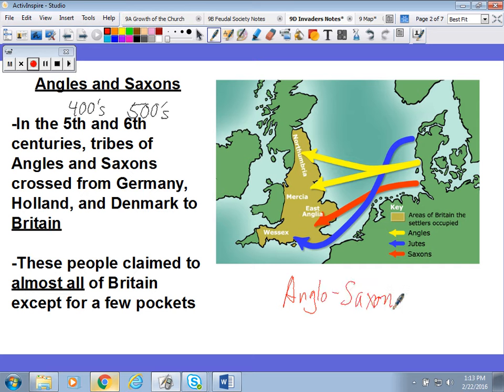The Angles and the Saxons are going to take over Britain at about the exact same time that the Roman Empire is falling, and that's why when we refer to ourselves now, Anglo-Saxons, or people from Britain, or of that descent. So that's our first group of invaders that you have to know. They're primarily going into Britain.